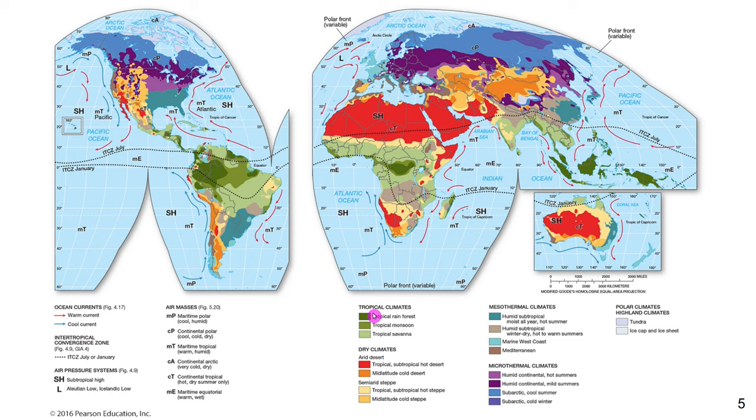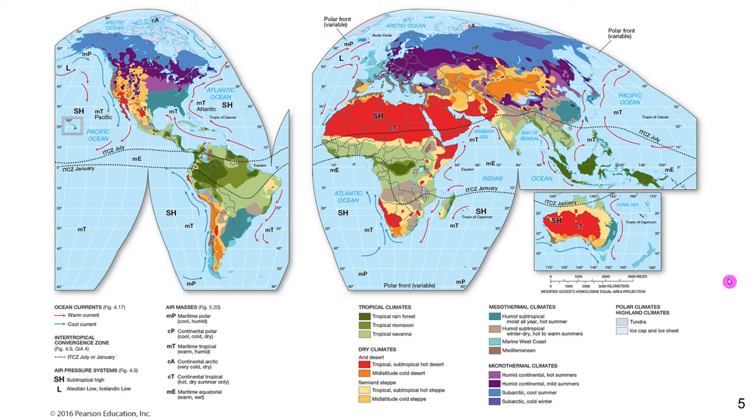So really, another way of looking at it: tropical climates are hot year-round. Dry climates have an annual moisture deficit. Mesothermal climates have a summertime and a wintertime, and the winter is above freezing. Microthermal climates have a summer and a winter, and the winter is below freezing. And polar climates are just cold year-round. So hot year-round, cold year-round.